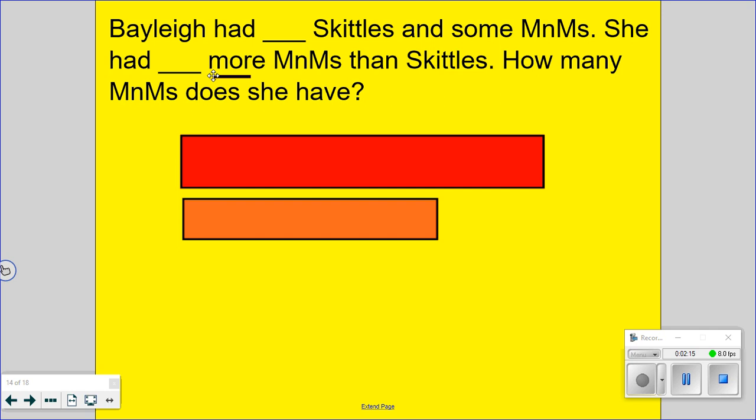There's a spot on these bars where they have exactly the same. Do you think you can find where the bars have exactly the same amount? Show me, put your hands over top of where you think they have exactly the same amount.